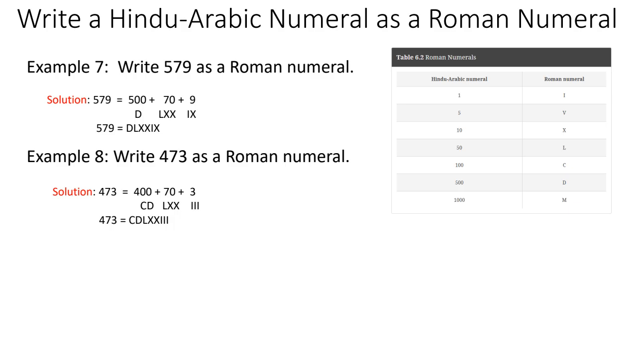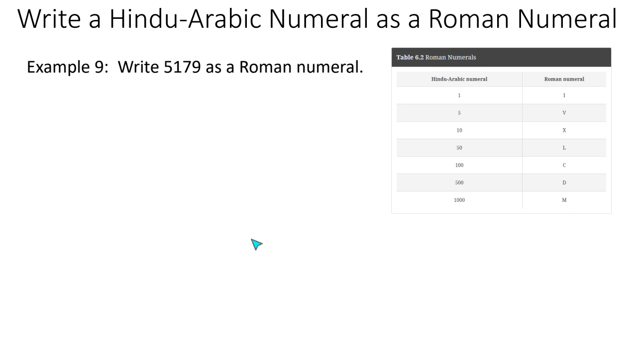Okay. Let's try this one. Write 5,179 as a Roman numeral.